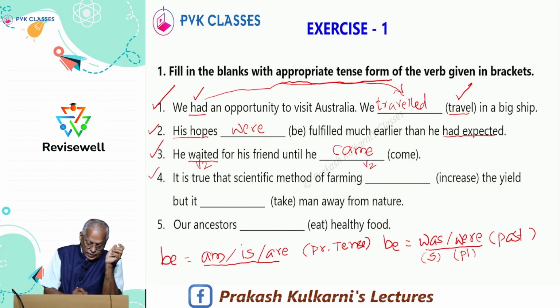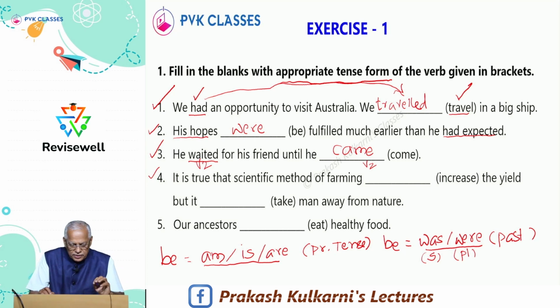Coming to fourth one. It is true that scientific method of farming dash increase the yield, but it dash man away from nature. Now, the first basic thing is whether we have to supply present tense or past tense verb.